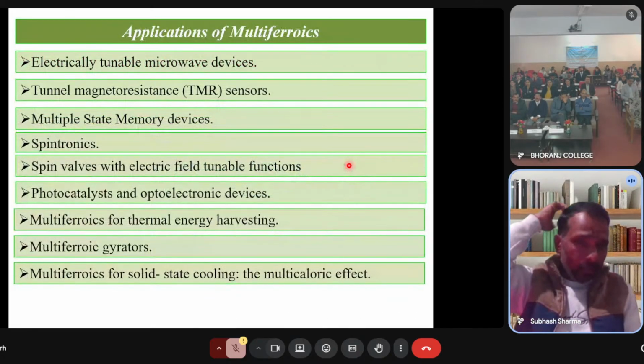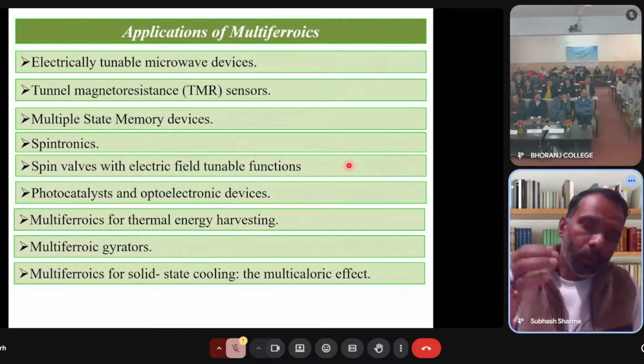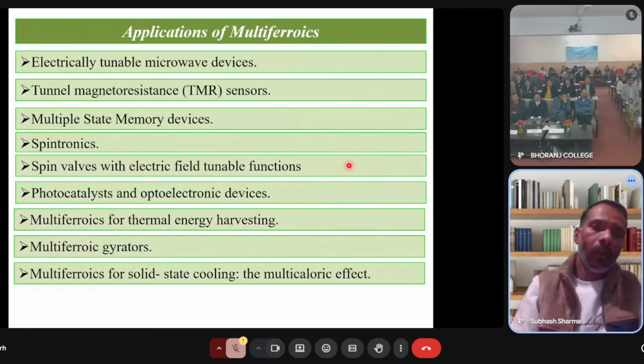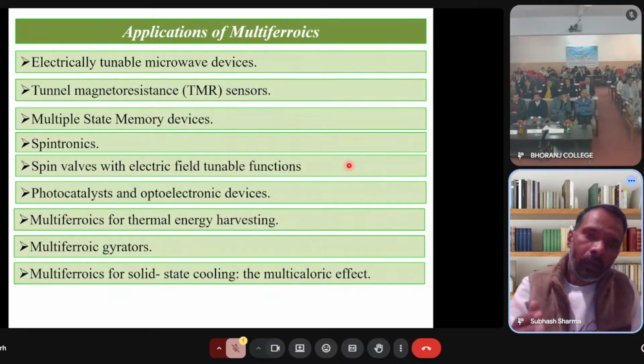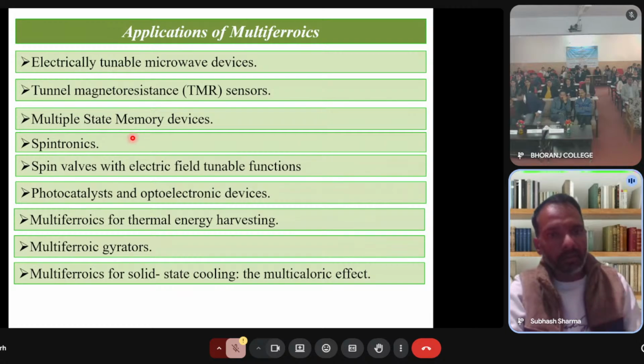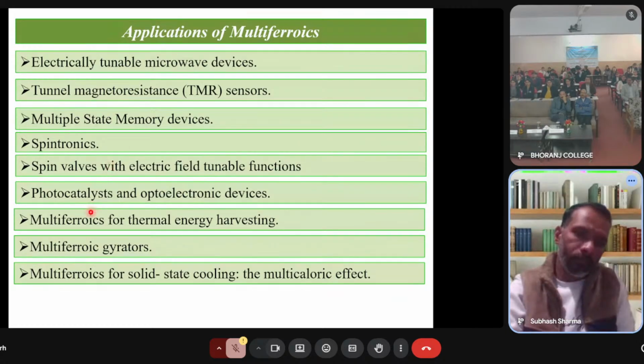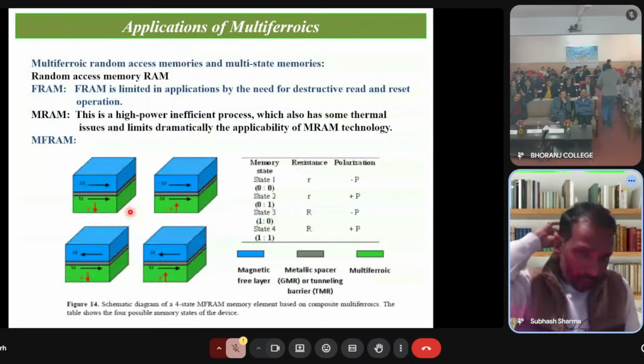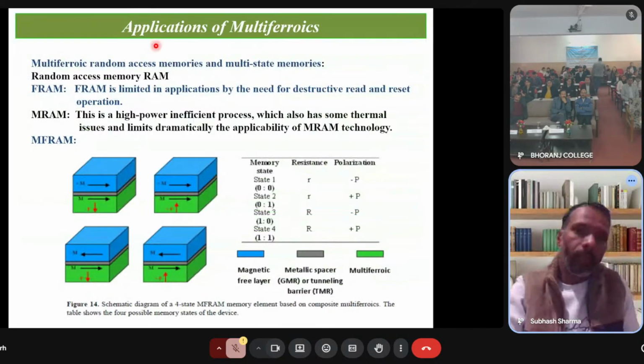As the name suggests, multiferroic means you have two ferroic orders or more than two. So there are many applications, for ferroelectric and ferromagnetic materials. You can make electrically enabled microwave devices, TMR sensors, multiple state memory devices, spintronic spin valves, photocatalysts, and multiferroics for thermal energy harvesting. There are many applications, so just a few of them.